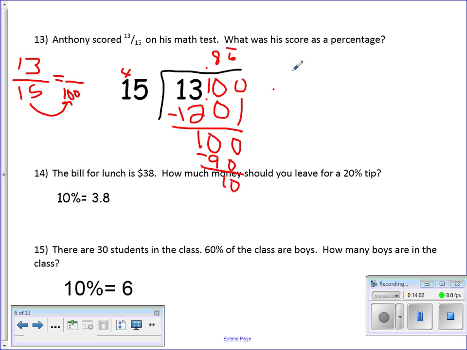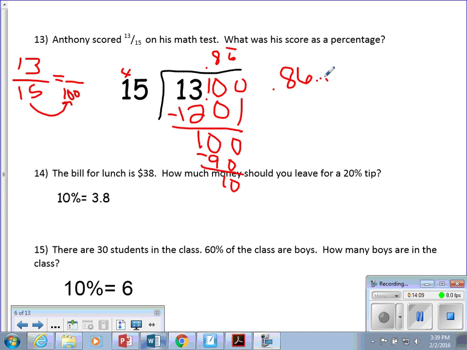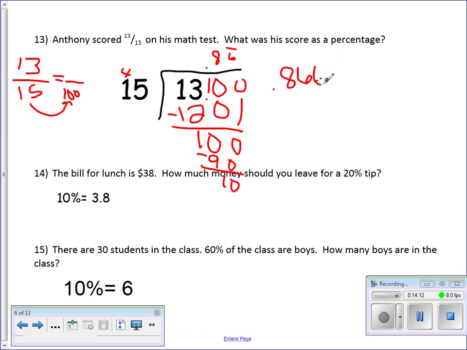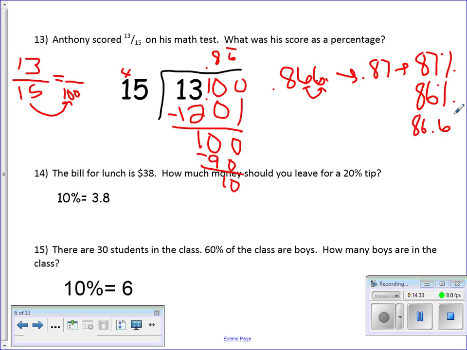And so I would have accepted a lot of different answers. Since the 6 repeats, we could round to the nearest hundredth, which would be 0.87, which simplifies to 87%. I would have also accepted 86%, and I also would have accepted 86.6 or 86.7%. All of these are possible answers. Okay.